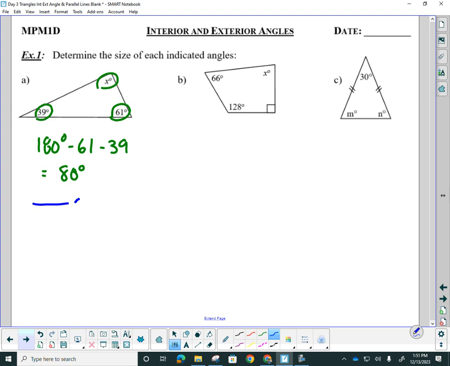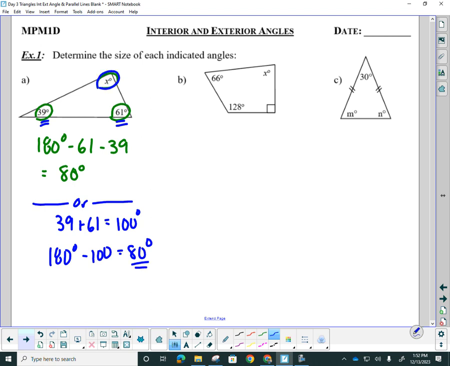The other way that we've seen people do this is they say, okay, I've got two angles that I know. So they do 39 plus 61, and that gets me 100. So I've used up 100 degrees, and now I do 180 minus that 100, which means that I have 80 left over as my x. Both of those are equally good logic. I wouldn't say one is better than the other. As long as you're showing me your steps, you both get the same answer of 80 degrees, and that would be totally fine.